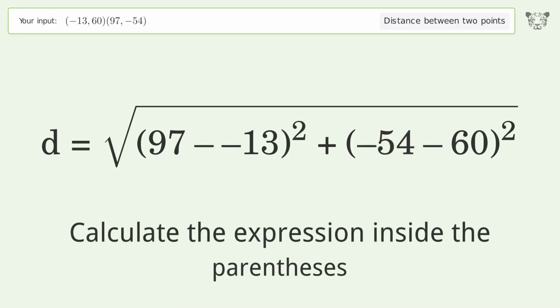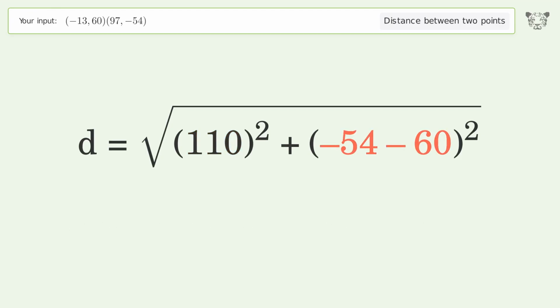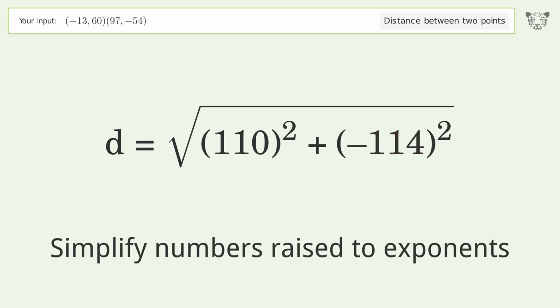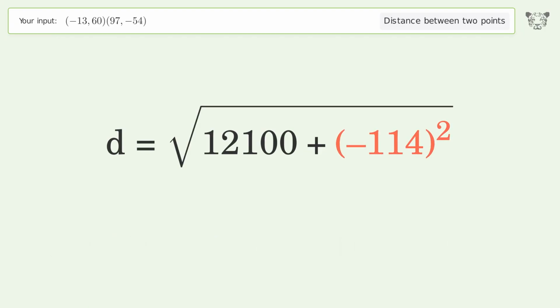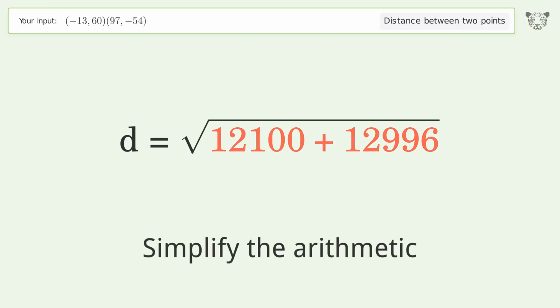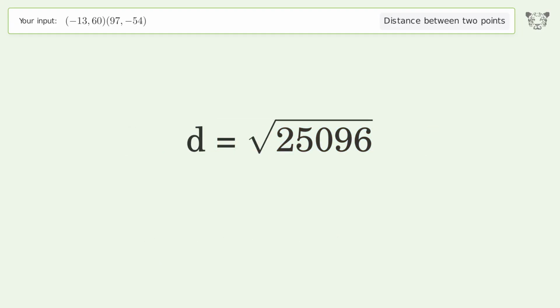Calculate the expression inside the parentheses. Simplify numbers raised to exponents. Simplify the arithmetic. And so the distance between the 2 points is the square root of 25,096, or 158.417.